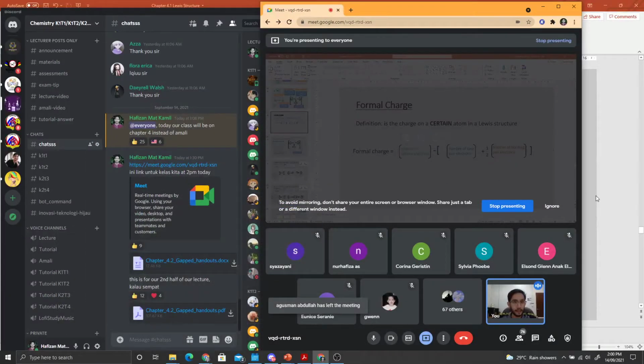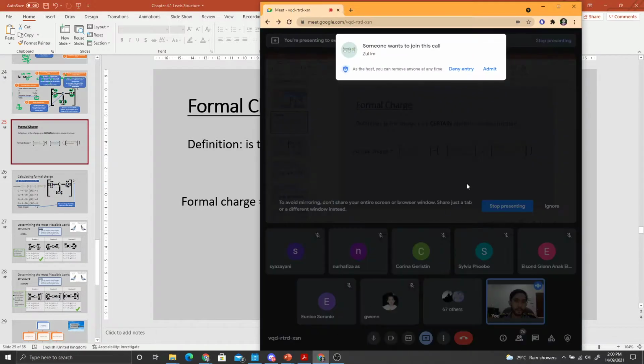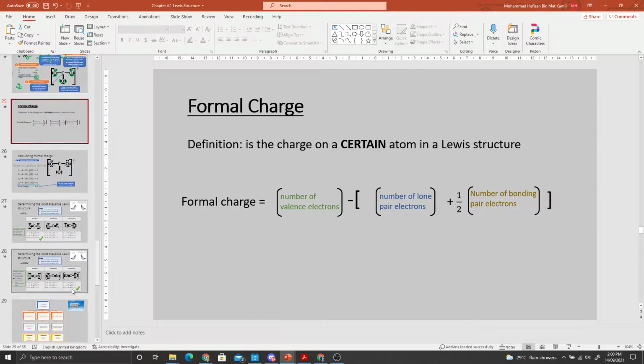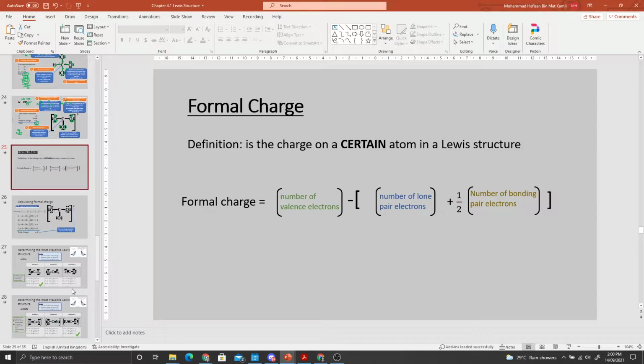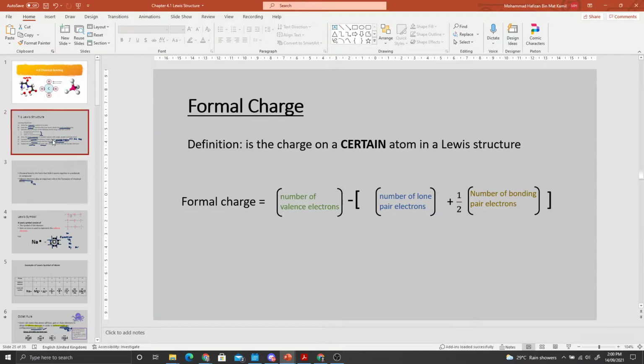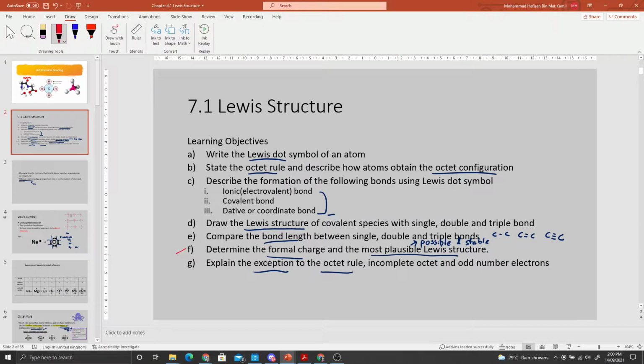Okay, so yesterday kita stop dekat formal charge. Today kita akan continue formal charge. Kita akan habiskan formal charge, and we will see the different cases, the anomalous cases. Because kalau you guys ingat, kita akan bincang pasal formal charge, and also kita akan tengok pasal exception to octet rules. Okay, the few elements yang dia orang tak nak jadi octet.